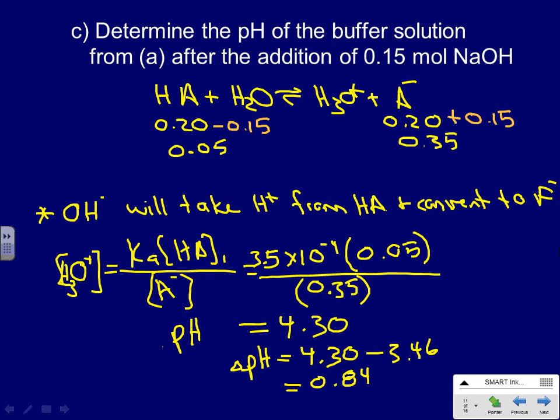Oh, these numbers in here? These numbers in here are coming from here. Yeah, because we've added the base, the negative is here because it's pulling those H's off and turning them into there. So when we add base, the acid gets converted into the base. And when we add acid, the base gets converted into the acid.